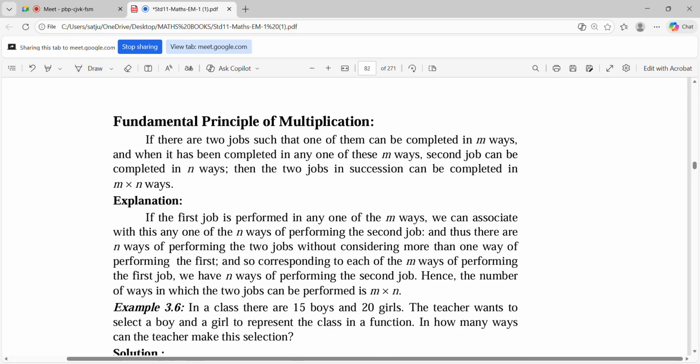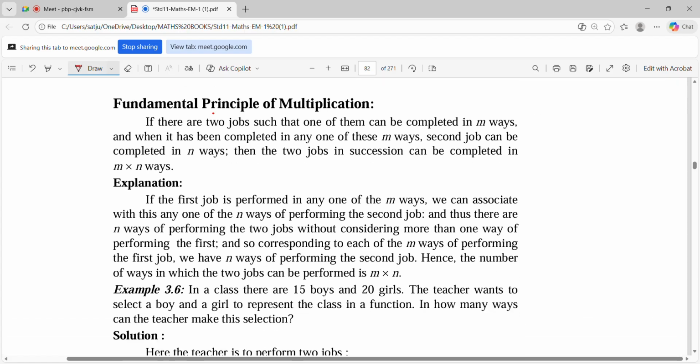So what do you mean by the fundamental principle of multiplication? First, understand the fundamental principle of multiplication. There are two jobs.